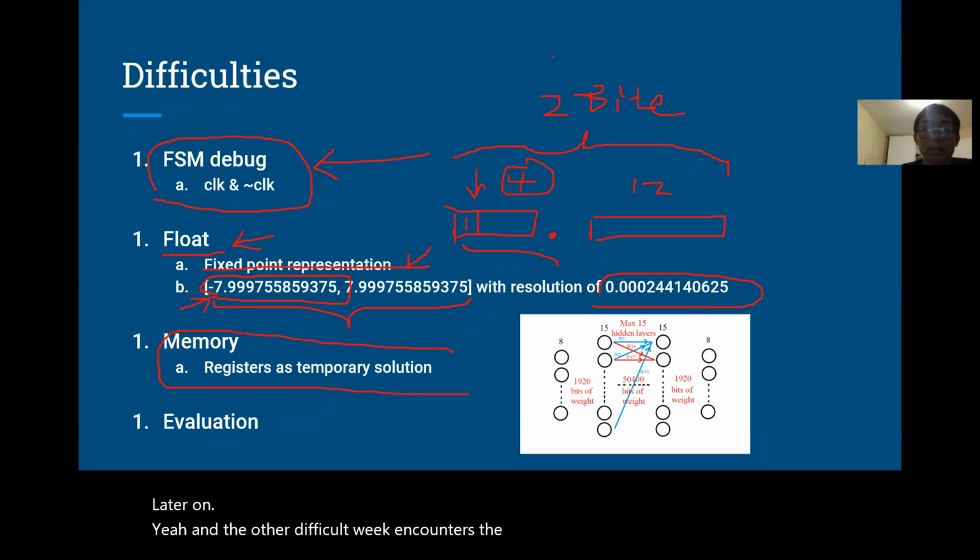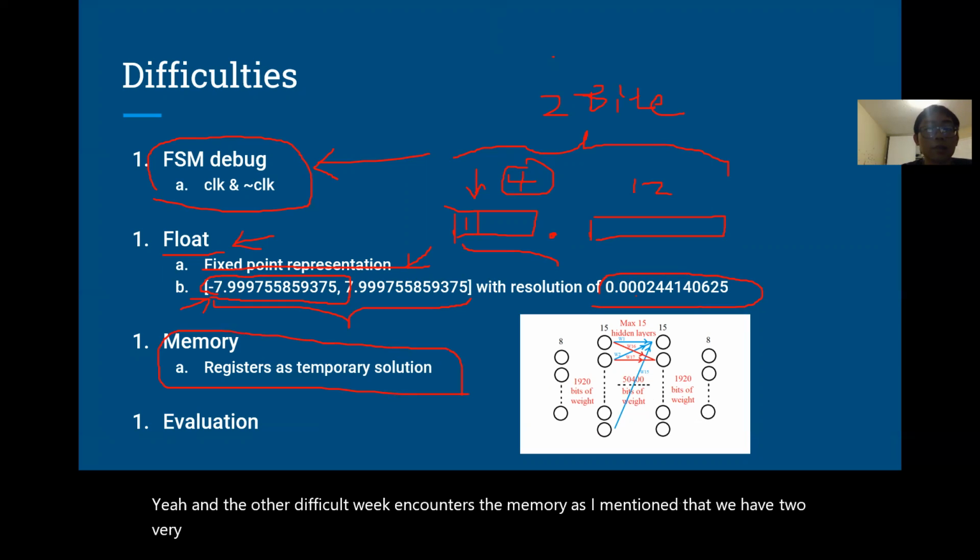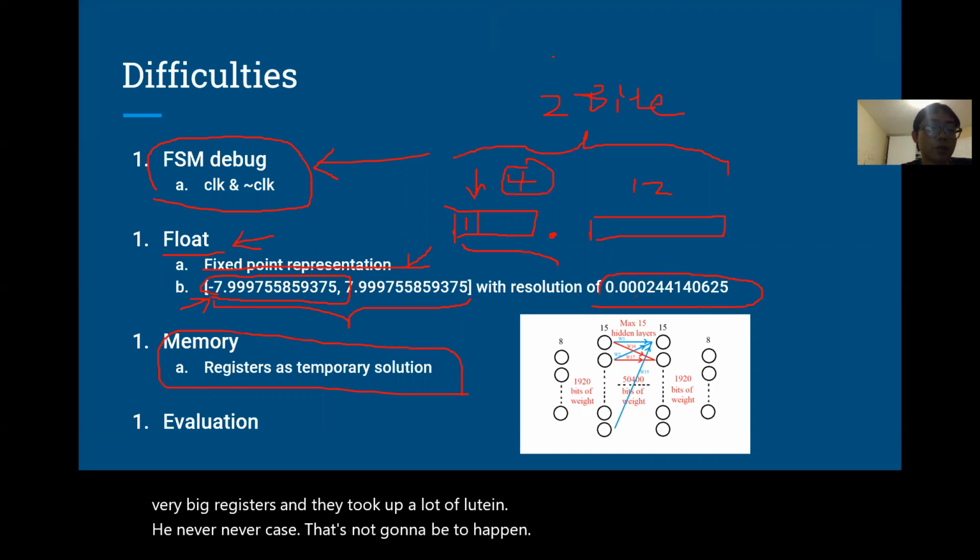And the other difficulty we encounter is the memory. As I mentioned, we have 2 really big registers and they took up a lot of LUTs, and in the real case, that's not going to happen because we would not use that much of the registers.